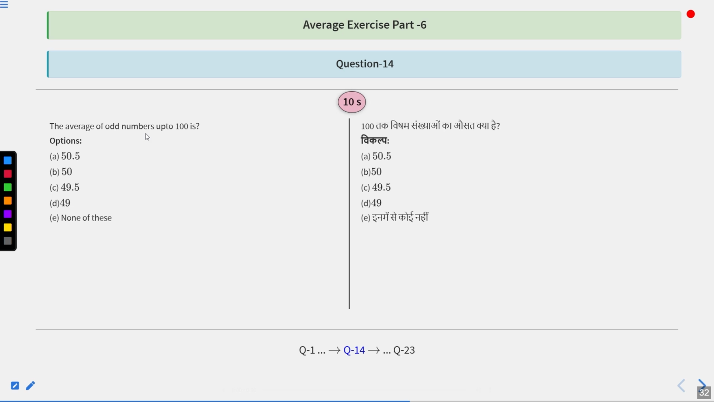The average of odd numbers up to 100 is. You have 5 options and 10 seconds to analyze the question. Your time starts now.